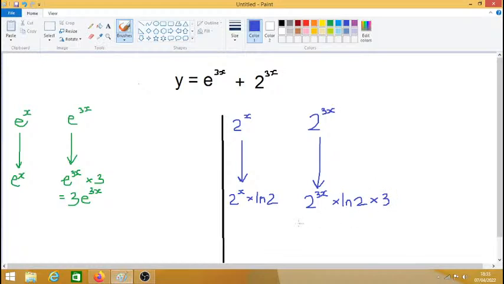So then simplifying, bringing the 3 and the natural log of 2 to the front, I'll have 3 times the natural log of 2, times by, so I either need a times sign or I need just brackets to make sure that things stay without getting confused with each other. So times by 2 to the power 3x.